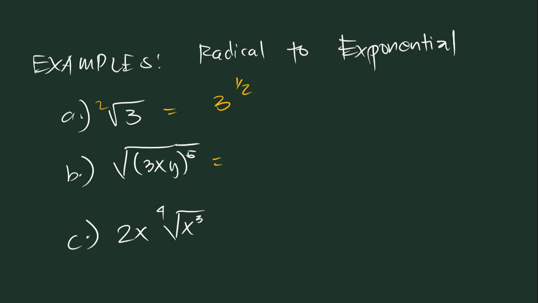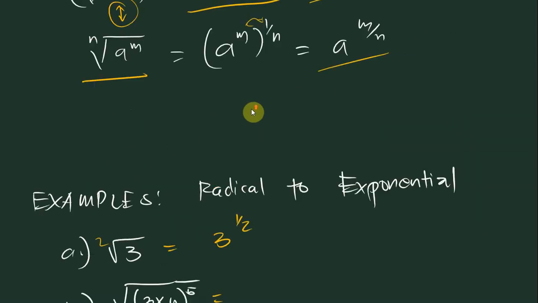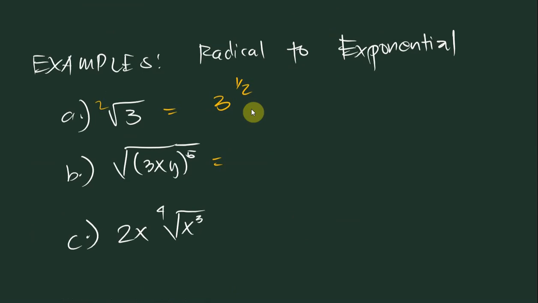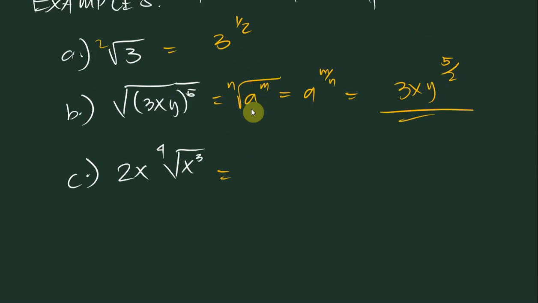We have here the square root of 3xy raised to 5. What principle are we applying here? We are applying this one, right? We have here the principle a raised to m, square root of n, is equal to a raised to m over n. So you will have 3xy raised to 5 over 2. Let's proceed to the next one.